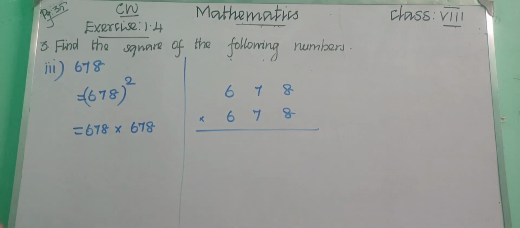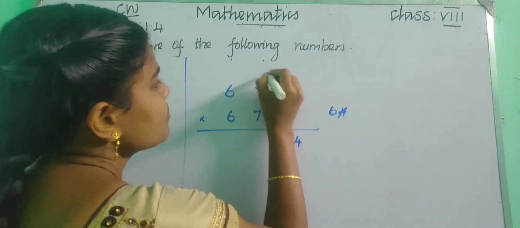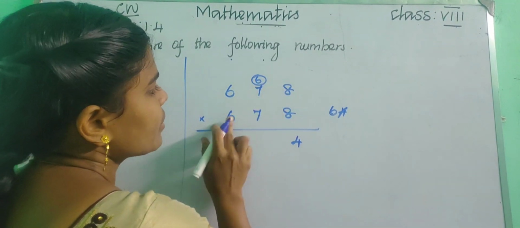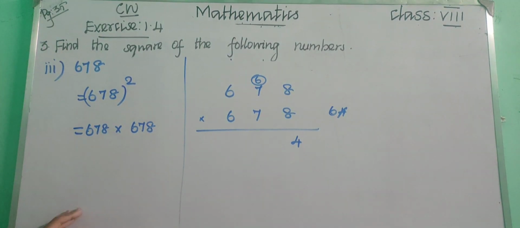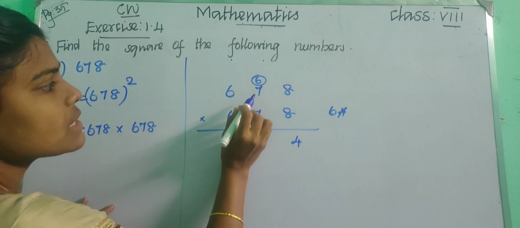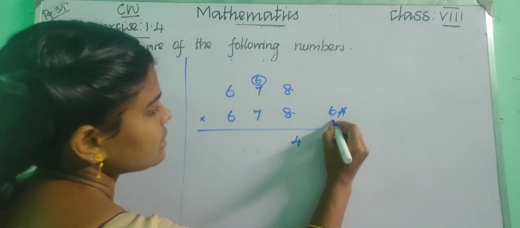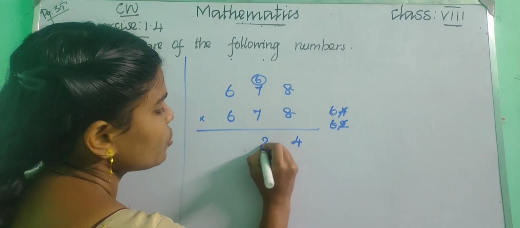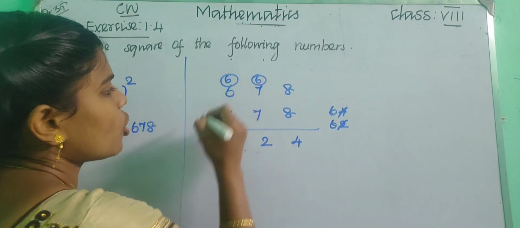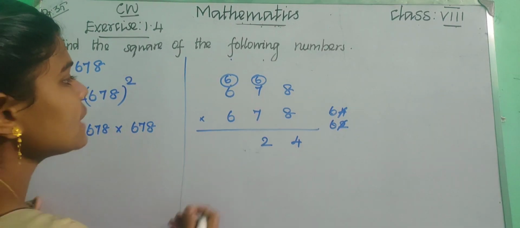8 eights are 64, right? So put 4 here and 6 in the top. Now 7 eights are 56. 56 plus 6, 57, 58, 59, 60, 61, 62. So put 2 here and 6 in the top. Now 6 eights are 48. 48 plus 6, 49, 50, 51, 52, 53, 54.